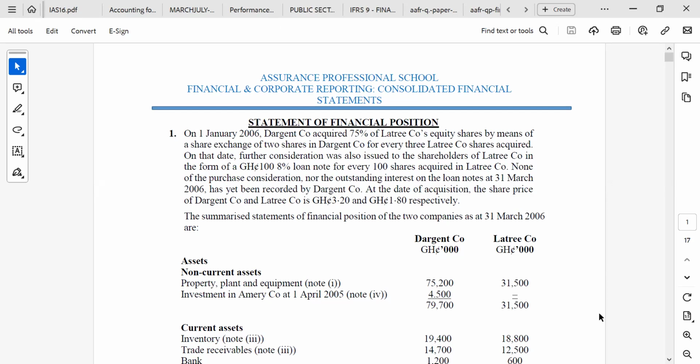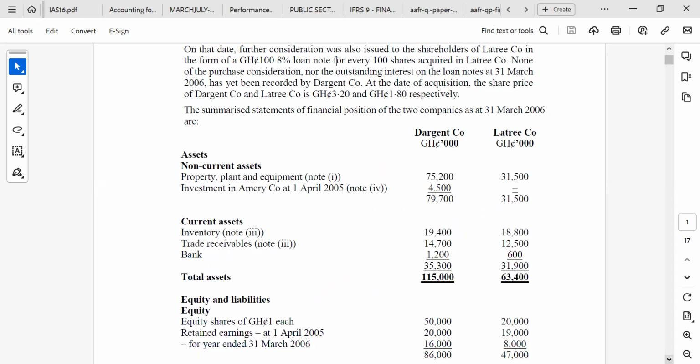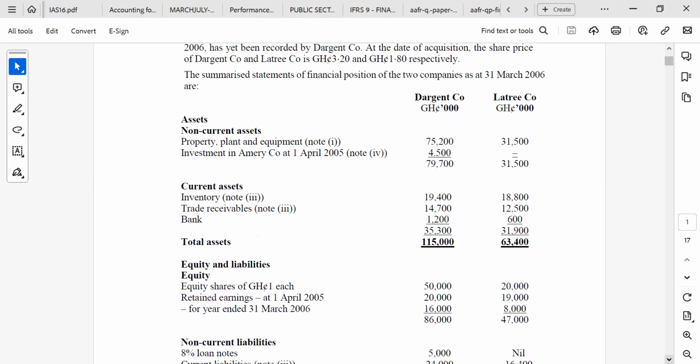So you first of all have to ask yourself, what is the number of shares that Targent Co. is buying in Latrico? What is the number of shares for Latrico? What is their number of shares?